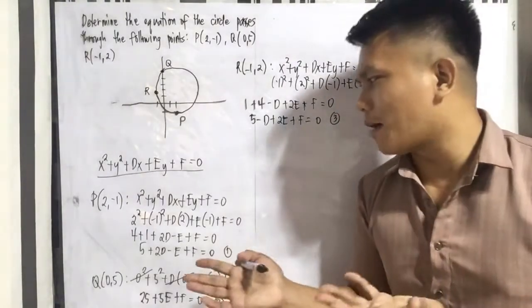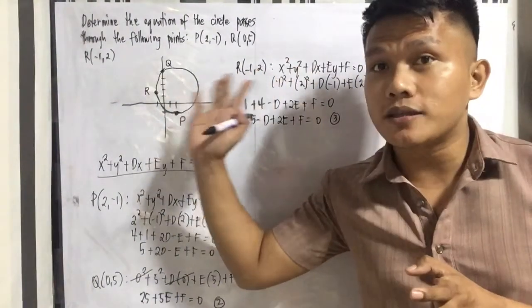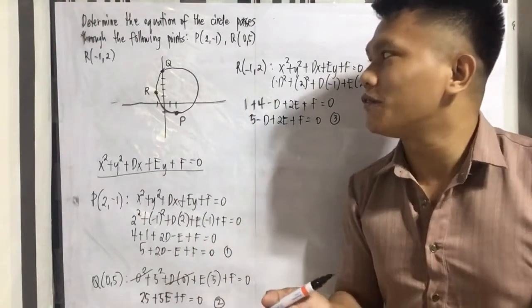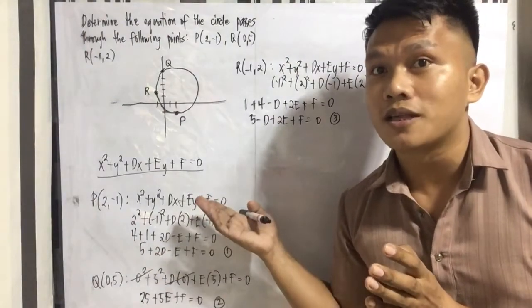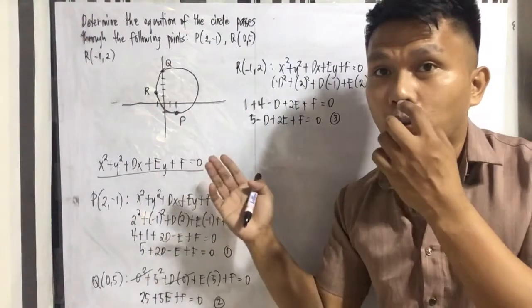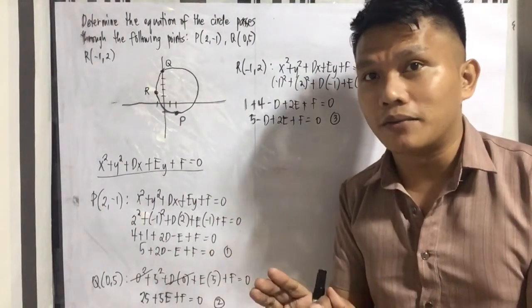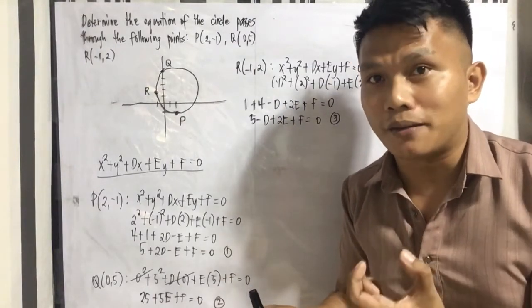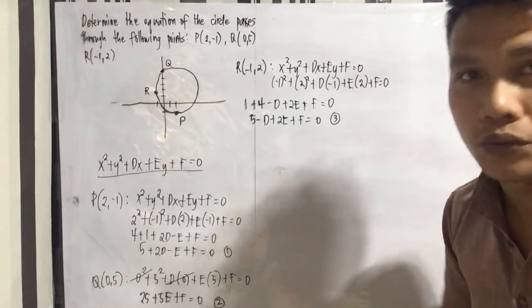Now we have the first, second, and third equations, and we have already used the given points in our problem. Because we have a lot of variables, before we arrive at the general equation, we need to eliminate some of the variables so that we can arrive at the specific value of each variable. So let us use equation 1 and equation 2.